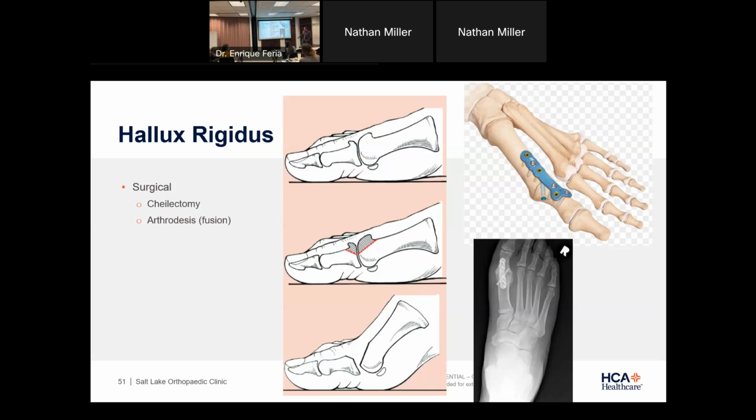If it's progressed to the point where the whole joint is involved and it's painful, then you do a fusion of that joint with plates and screws.